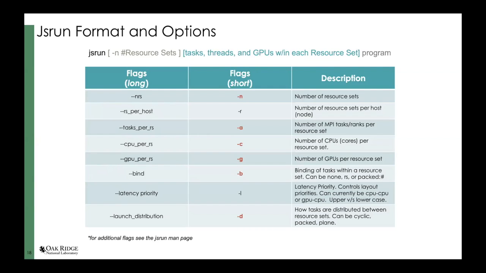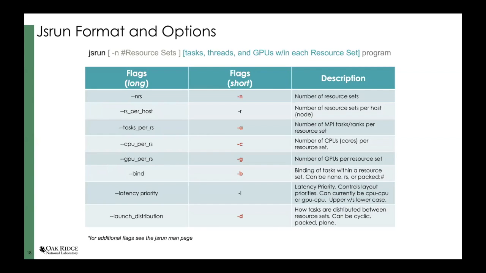Then the system will go out and create resource sets that look like that, as many times as you want, and start up the process that you've passed it on those resources. As for flags for JS_run, similar to other Unix commands, there are long and short flags.